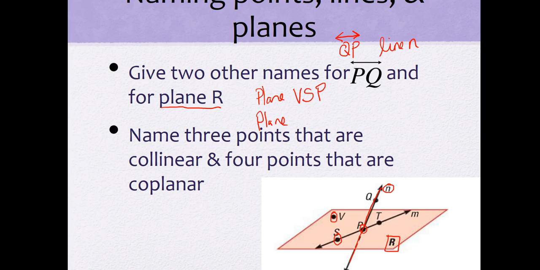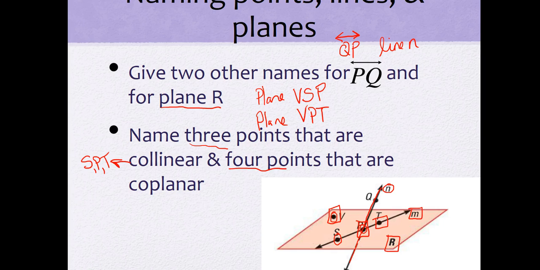So I could also do V, P, and T, so including T this time, or any order of those as well. So the only combination I can't do is S, P, and T because those are all on the same line. So the next thing says name 3 points that are collinear. Well, I just said S, P, and T are 3 points that are collinear because they're all on line M.